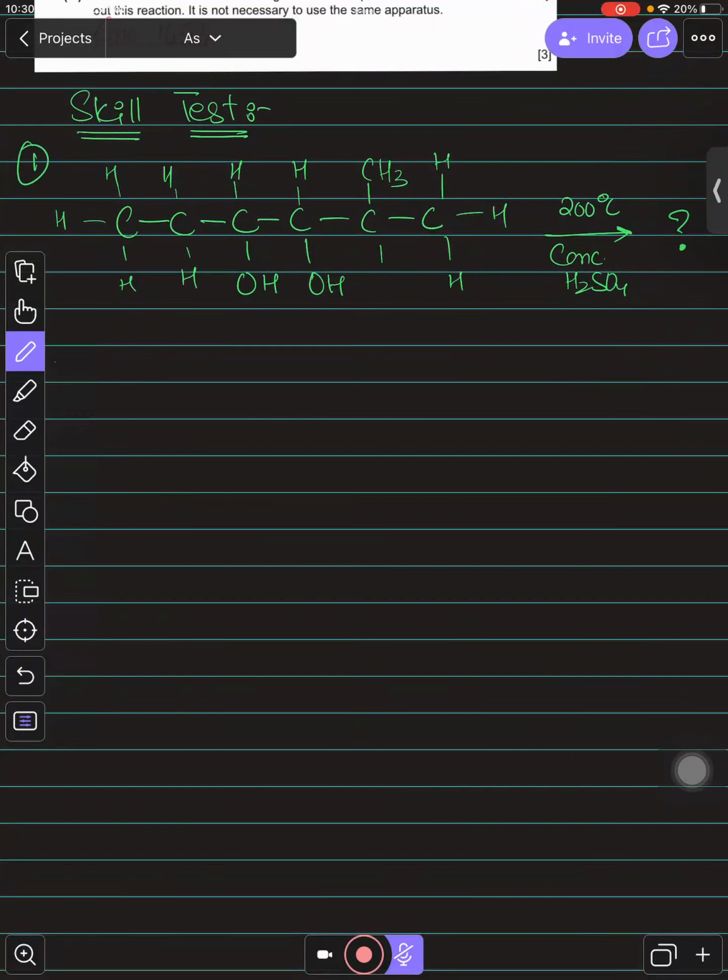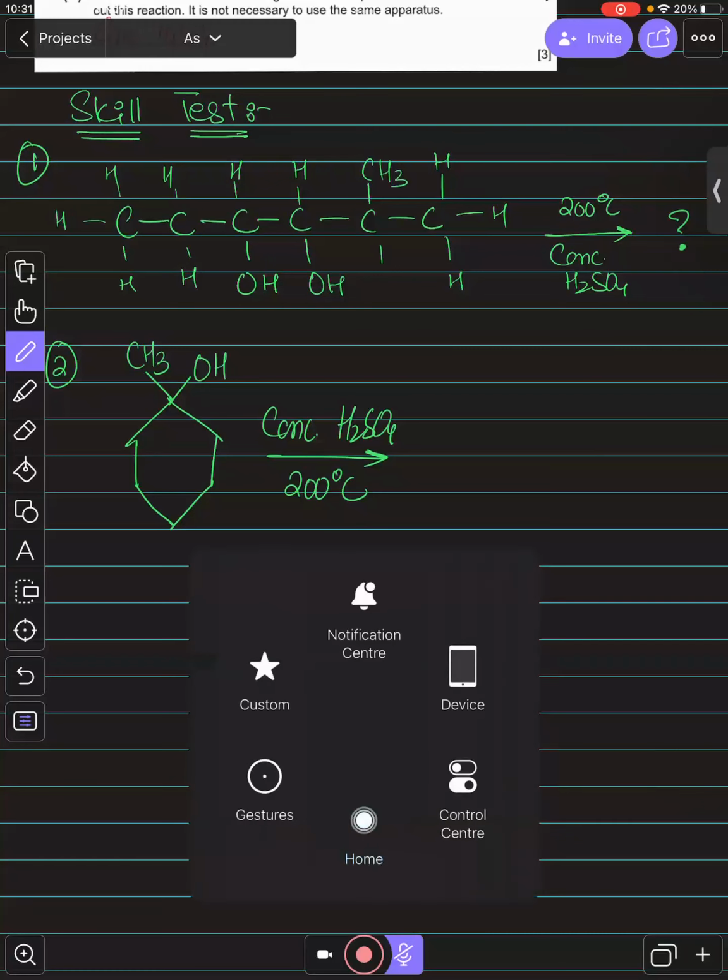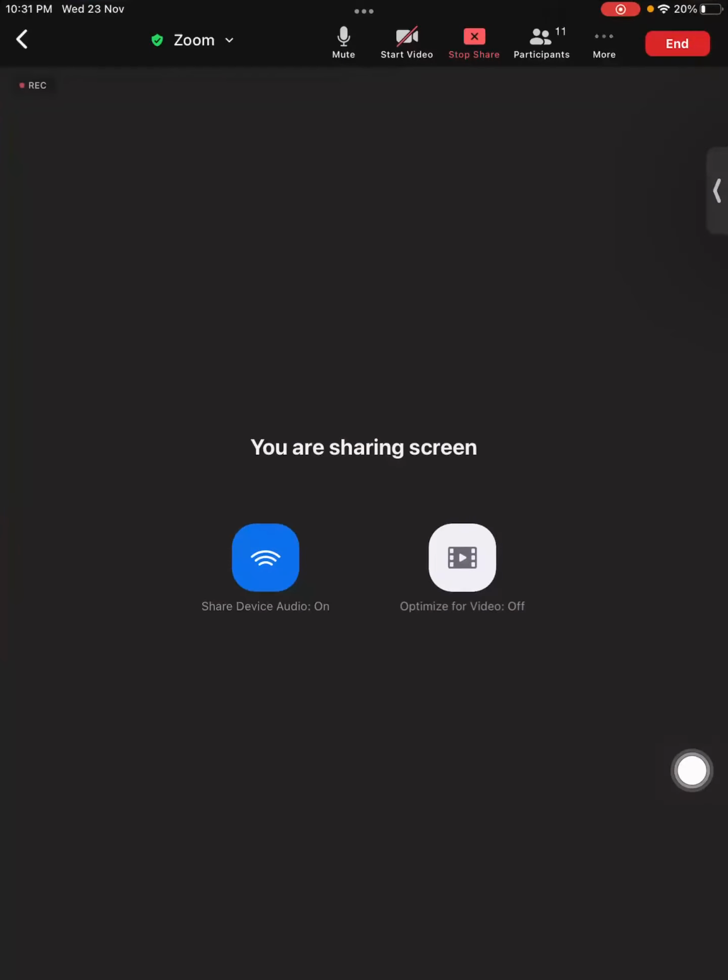And now skill test number 2 is, for suppose we have this molecule, right? And this molecule we have hydroxyl and CH3 over here, right? If I am heating this after 200 degrees centigrade along with concentrated sulfuric acid, so what will be the possible product? Can you please tell me? Yes, do it quick and send me the message on my WhatsApp so I can check you are getting things funny.